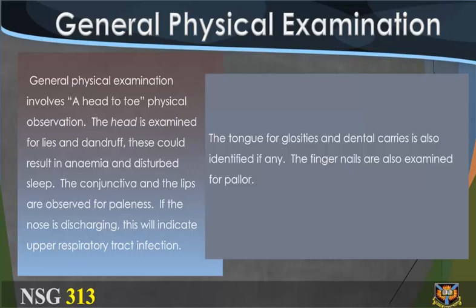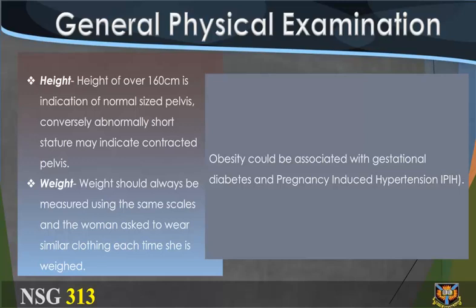The tongue, gums, and dental caries are also identified if any. The fingernails are also examined for pallor. Height of over 160 cm is an indication of a normal size pelvis. Conversely, abnormally short stature may indicate a contracted pelvis.